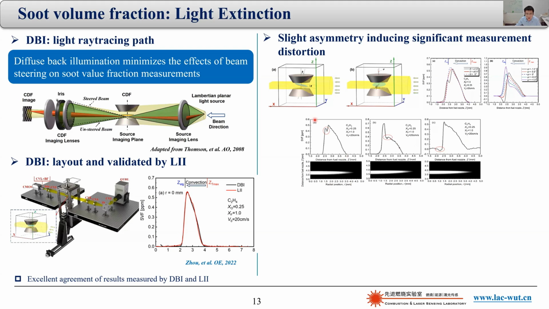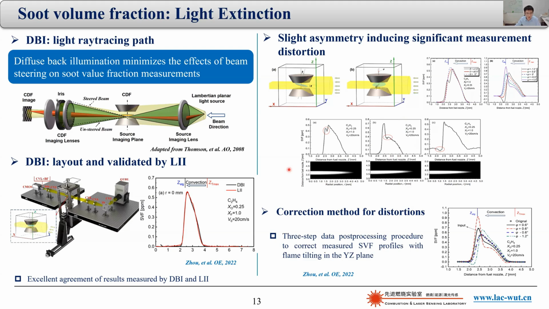So the problem is if you measure something like this, you don't know if your flame is not symmetric or just the soot field is like this. So there is no way to tell. Actually, for this problem, we provide in a recent work a 3-step data post-processing procedure to correct this. I will not elaborate on the details because it's quite involved. But if you are interested, you can check our recent publication in Optics Express.